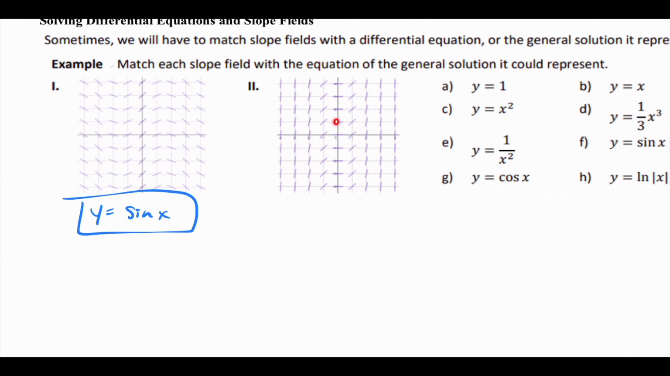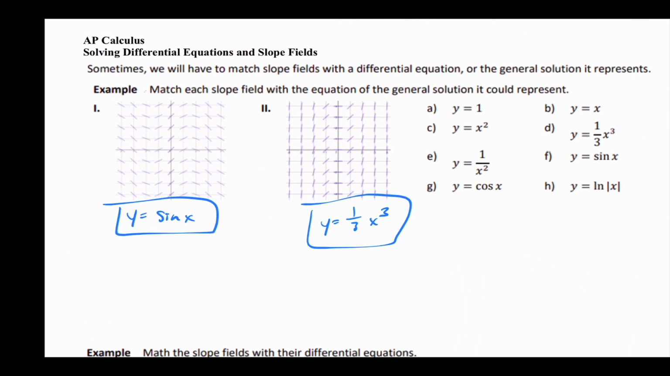Number 2. Well, here it flattens out. It kind of flattens out there. The slope is 0. And then here, it kind of drops off like that. And then up here, it picks up and picks up like that. I'm just going with the flow. And that's a cubic, right? That's a cubic. y equals 1/3 x cubed.